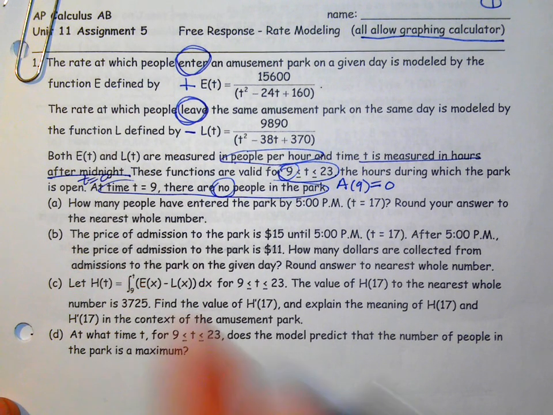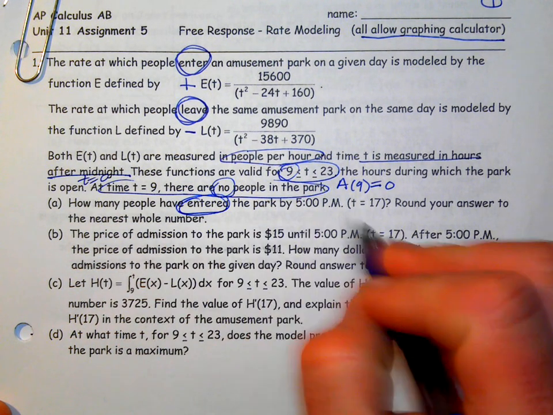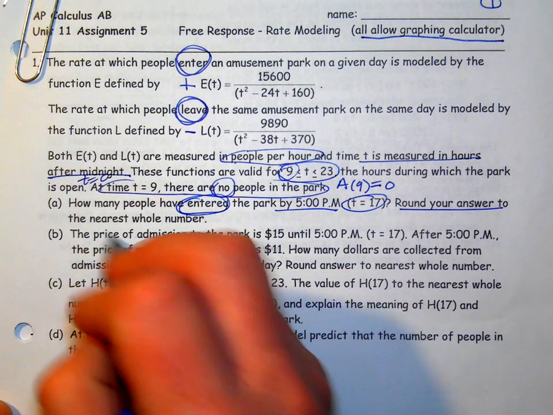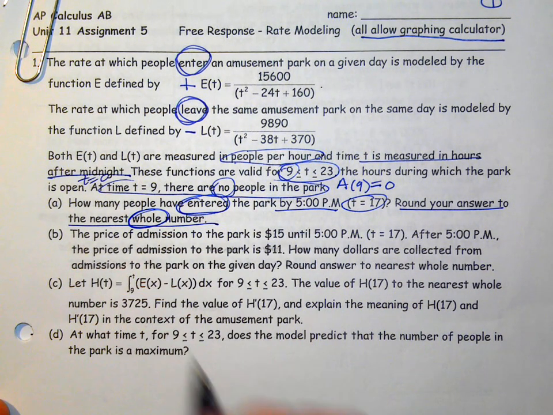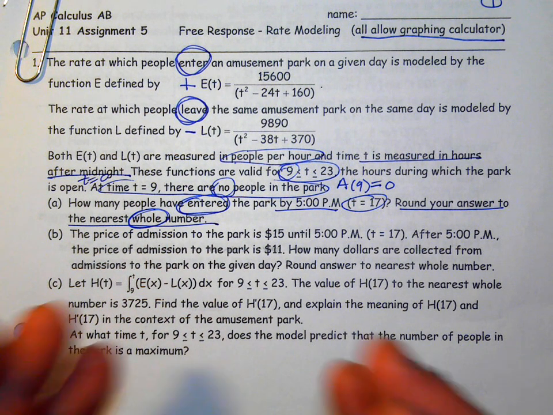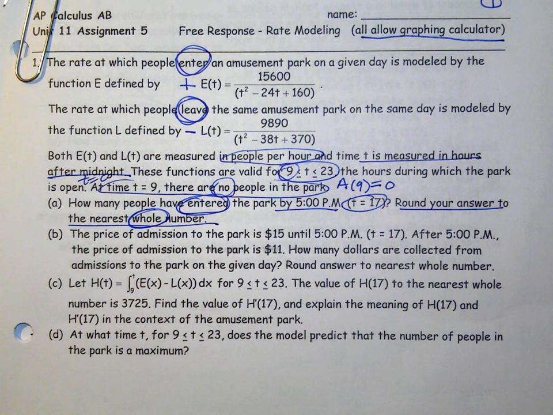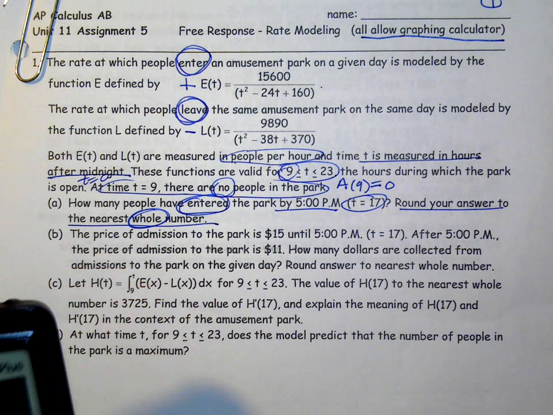How many people entered the park by 5 p.m., which is t equals 17? Round your answer to the nearest whole number. Now, generally, we always give three decimal accuracy for all answers on the AP test, rounded or truncated. Even if it's people, like, oh, there can't be a fraction of a person. Well, okay, but this time we're going to give whole people, the nearest whole number. So you're going to round down or round up to the nearest whole number when you're done.